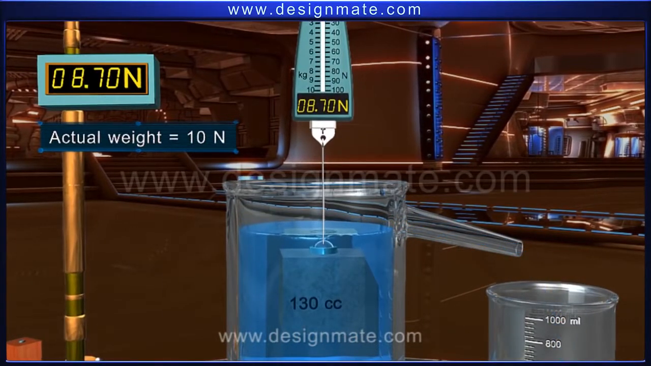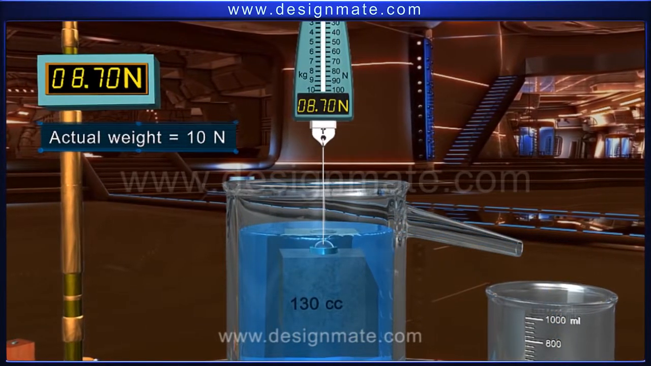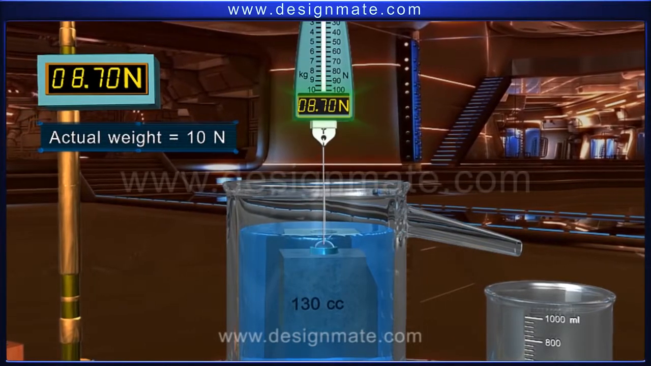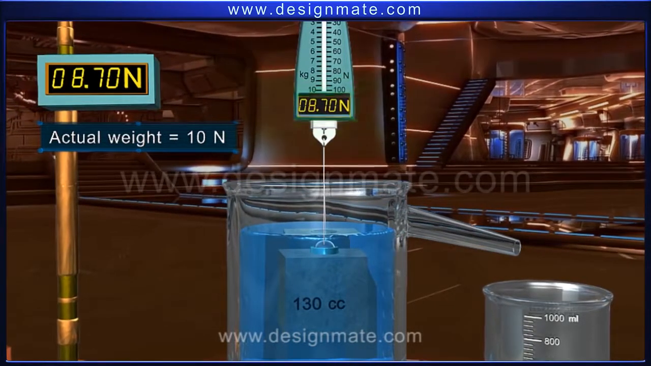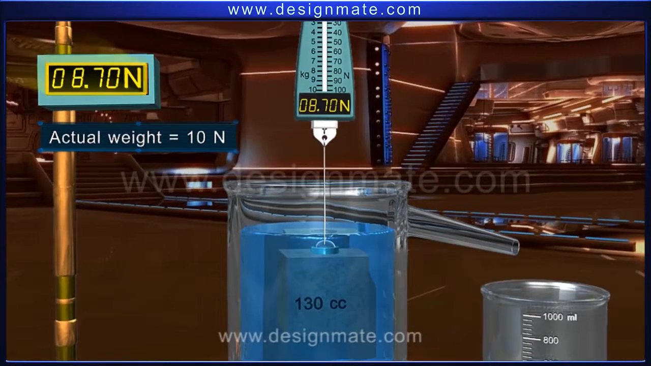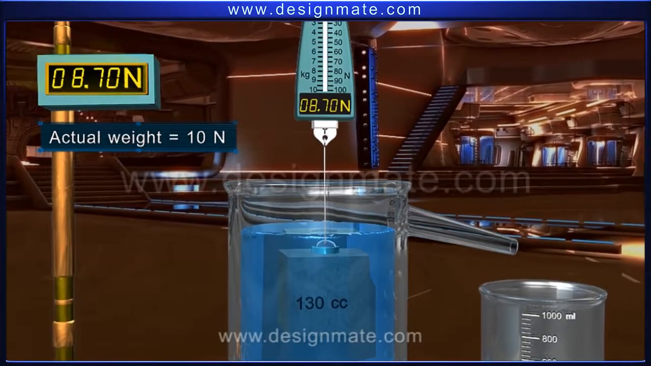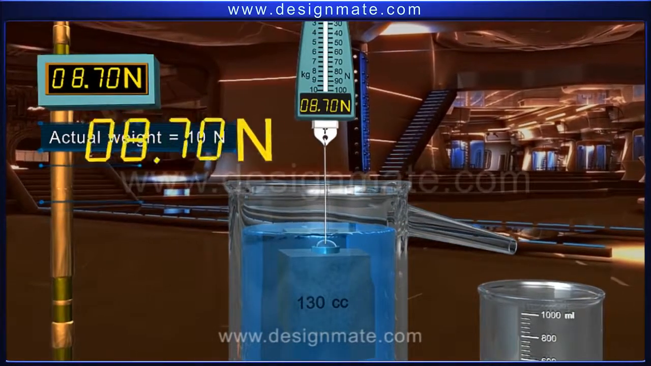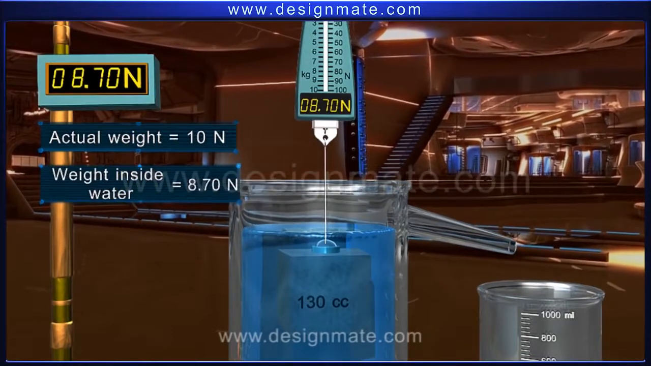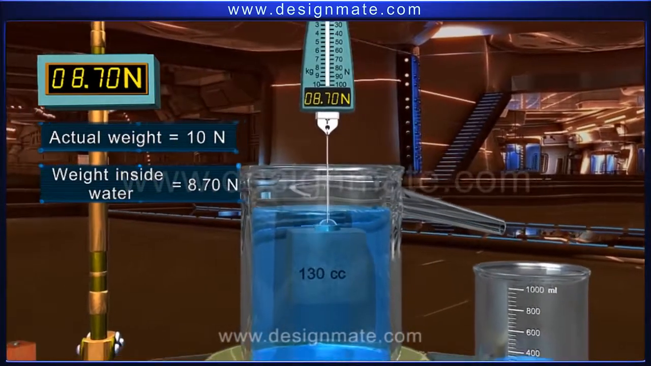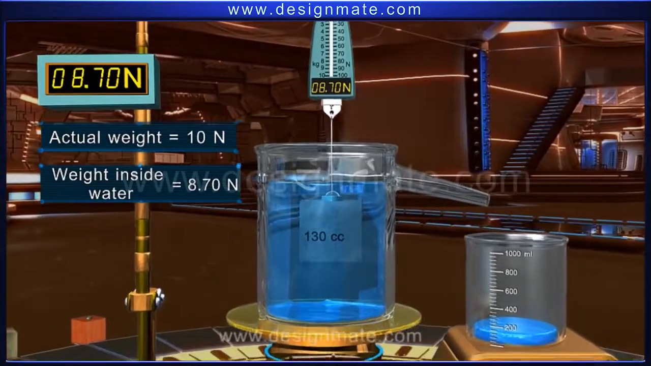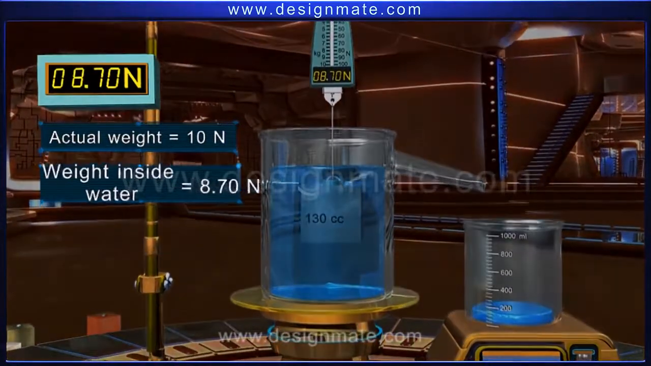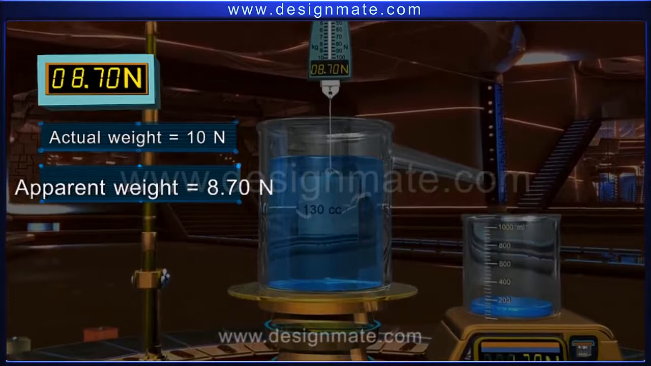Once the object is completely immersed in water, no more water flows out, and the balance shows a steady reading. Note this new reading. It is 8.70 Newton. Hence, we can say that the object appears to be lighter inside the water. This weight is called its apparent weight in water.